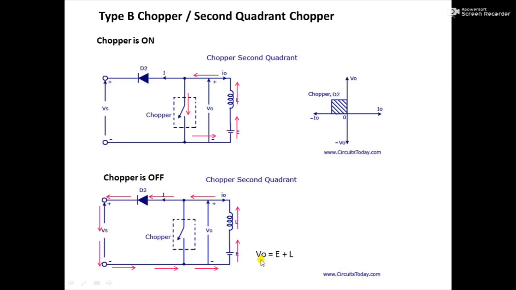So here your output voltage will be E plus the voltage induced across the inductor, which is L into di by dt. And here output voltage V0 is equal to 0 volts because when the chopper is on, this acts as a short.